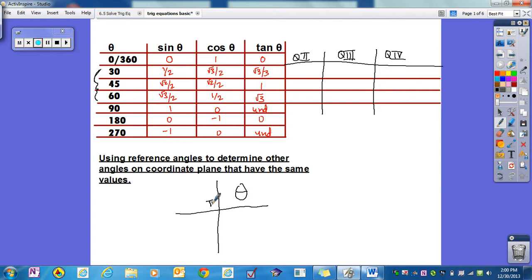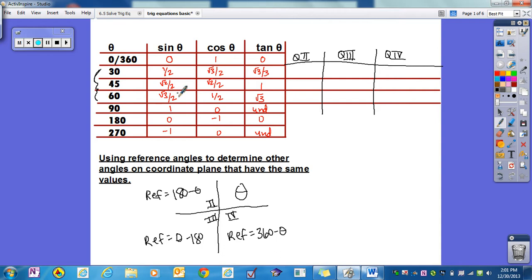But in the second quadrant, the way I found my reference angle is I did 180 minus theta. When I was in the third quadrant, to find my reference angle, I had to do theta minus 180. And then in the fourth quadrant, I had to do 360 minus theta. All of those gave me my reference angles.